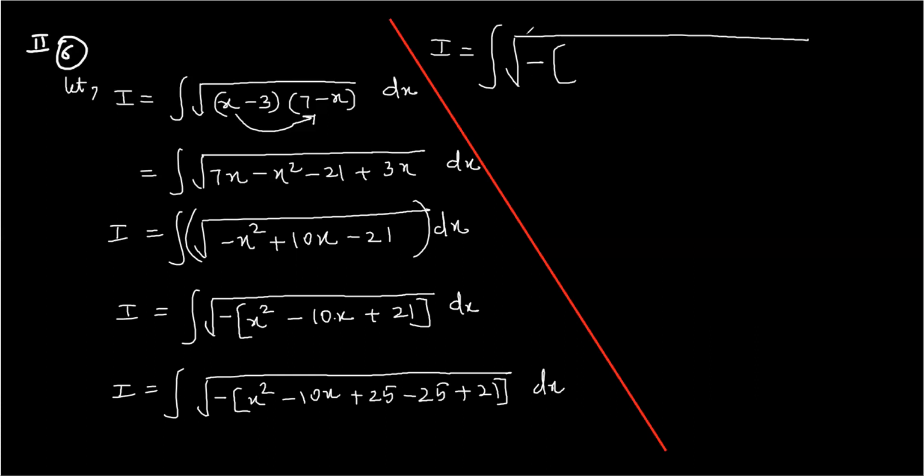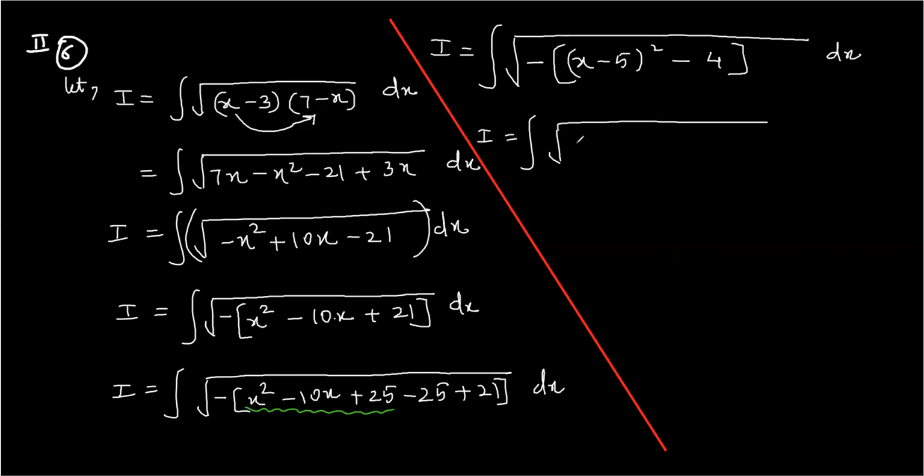Now having found the proper last term, these three terms will get you a perfect square. Now you get a perfect square involving that x. And what is that perfect square? It is x minus 5 the whole square. And here you have negative 25 plus 21, which is -4 and dx. So the next step you write is integral square root of negative x minus 5 square minus 4 is -2 square and dx.